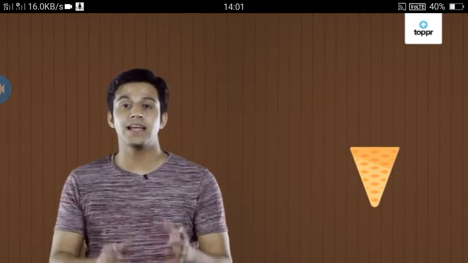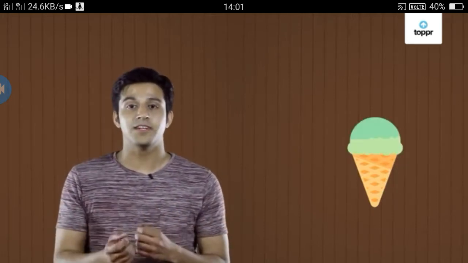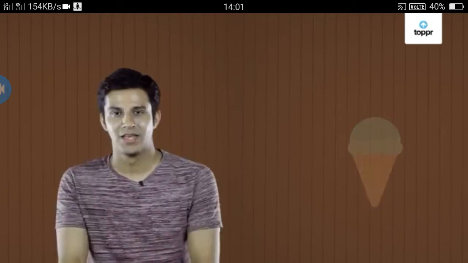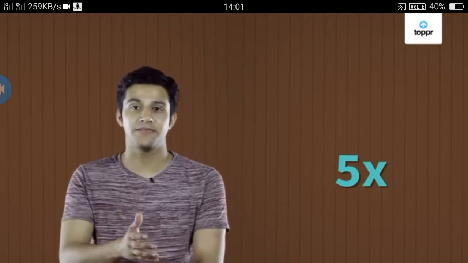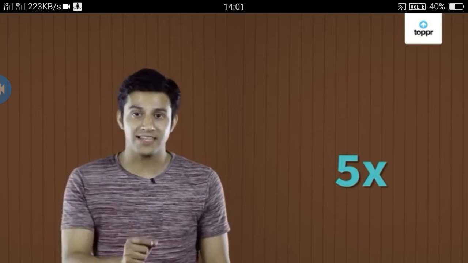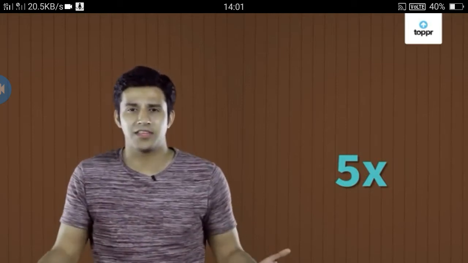The cone is like a constant in maths. It has a fixed value. The flavors are like the variables. They can take many values. So, for example, in the expression 5x, 5 is the constant. It has a fixed value of 5. The x is the variable. It could be 1, 3, 100 or any other number.